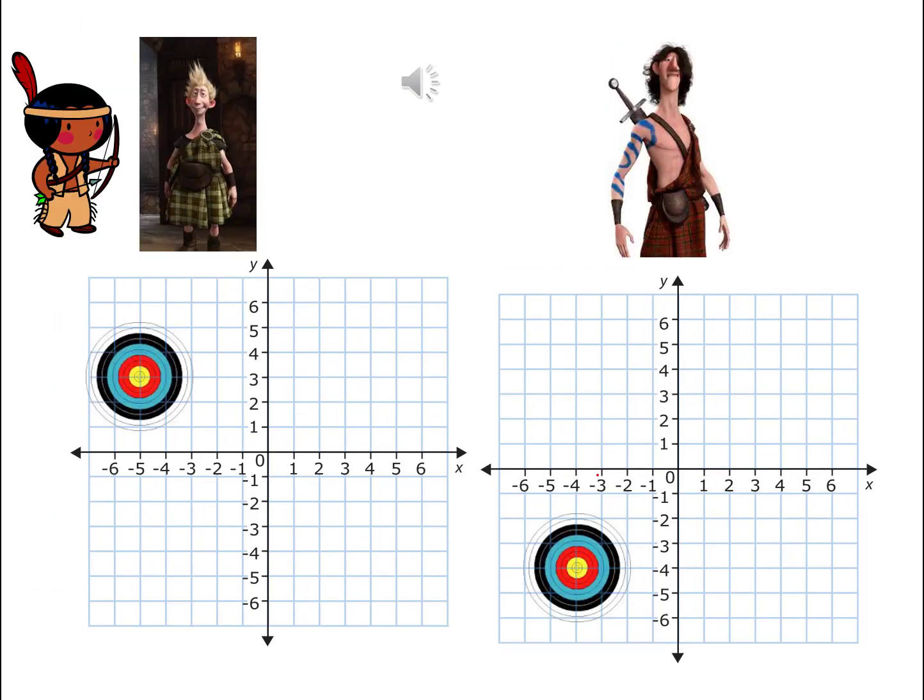Perfect. There's a worksheet on this at the end that you can print and try this yourself. Right, this is the guy who hit the bullseye, and she split the arrow on him. So, let's go. Yes, you've got it. Those are the two lines.